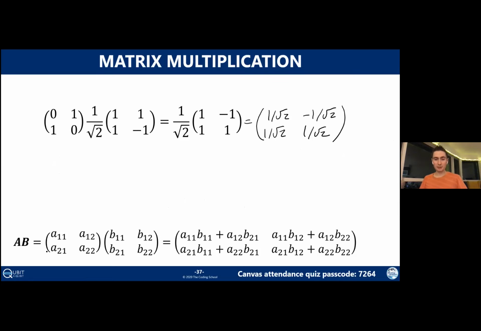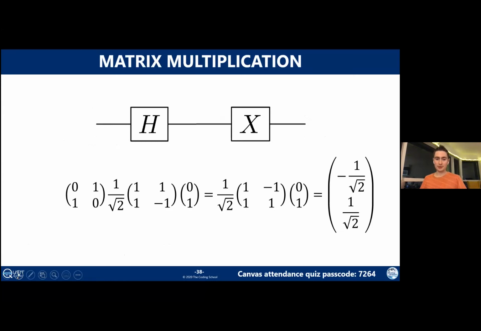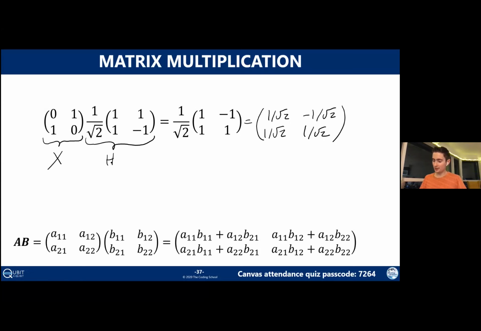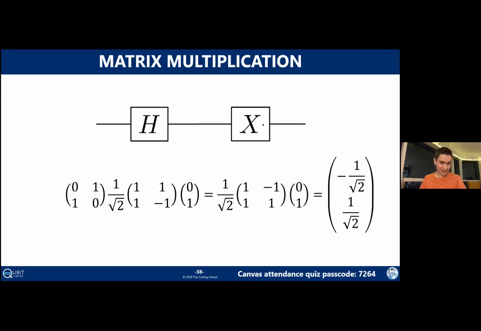All right, why do we care about matrix multiplication? Well, we started off with, remember, this was the Hadamard gate, H. This was the bit flip gate, X. And so you might guess that the circuit this represents is a Hadamard gate followed by an X gate. So you might notice that the order of things was flipped around, right? Back here we had an X, then an H. Here we have an H, then an X.